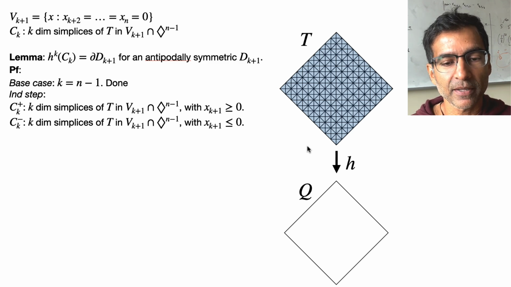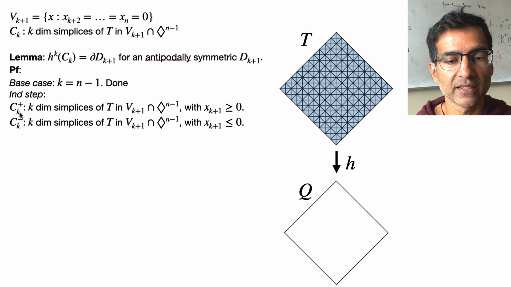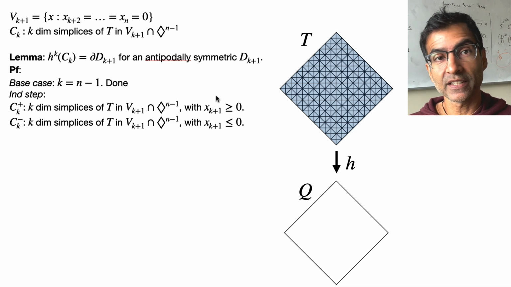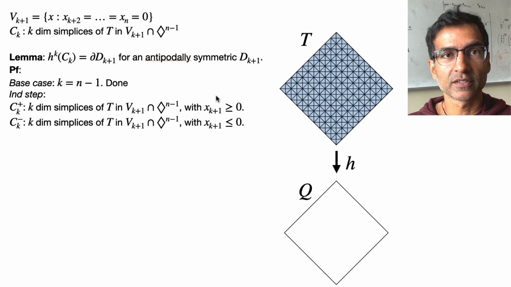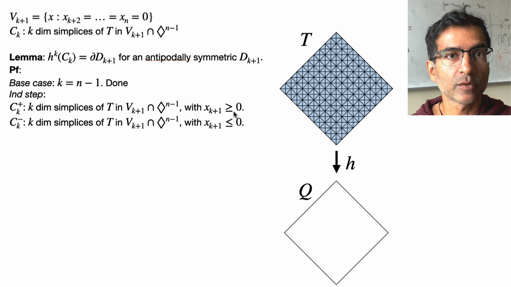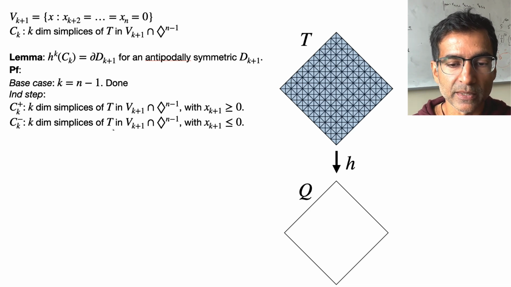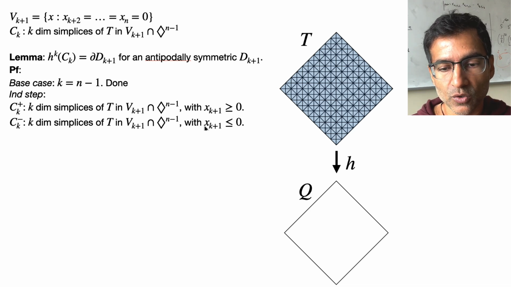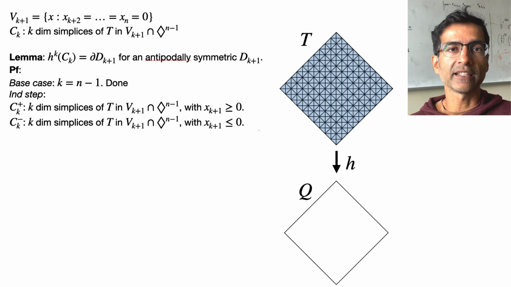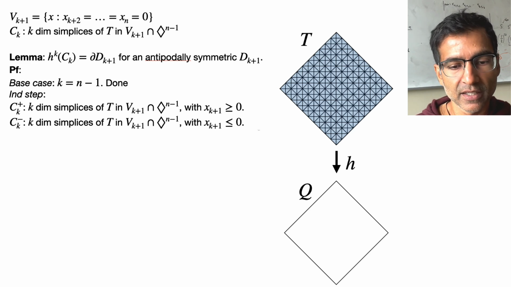To prove the inductive step, let's define C_k plus to be the subchain of C_k that consists of all of those simplices that lie above the equator x_{k+1} equals 0. Okay, so take all of the simplices where the coordinate x_{k+1} is greater than or equal to 0, and let's write C_k minus to be the set of simplices in C_k where the x_{k+1} coordinate is less than or equal to 0. Okay, so that partitions C_k into 2 pieces, C_k plus and C_k minus.